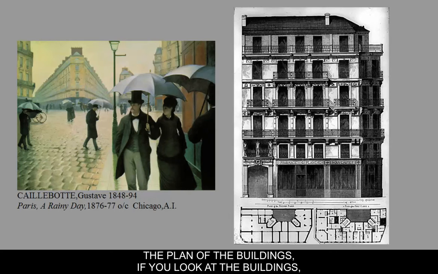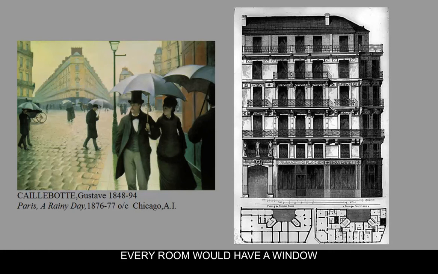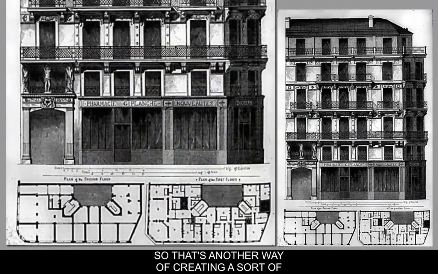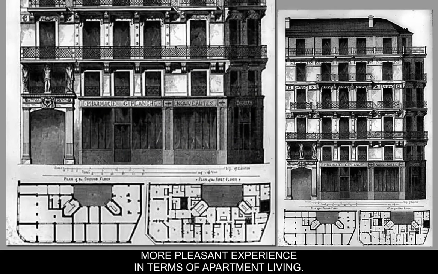The plan of the buildings, if you look at the buildings, they're also sort of built around air shafts. And the reason for this is that every apartment in that building, every room, would have a window, and it would also allow for cross ventilation. So that's another way of creating a sort of more pleasant experience in terms of apartment living, because if you have interior rooms that have no windows in them, it would become very stuffy and it would become very close. And one of the things still about Paris at that point in time was there was mostly coal being used to heat things, and so it was very dusty and sort of dirty. You'd want to have some airflow moving through.